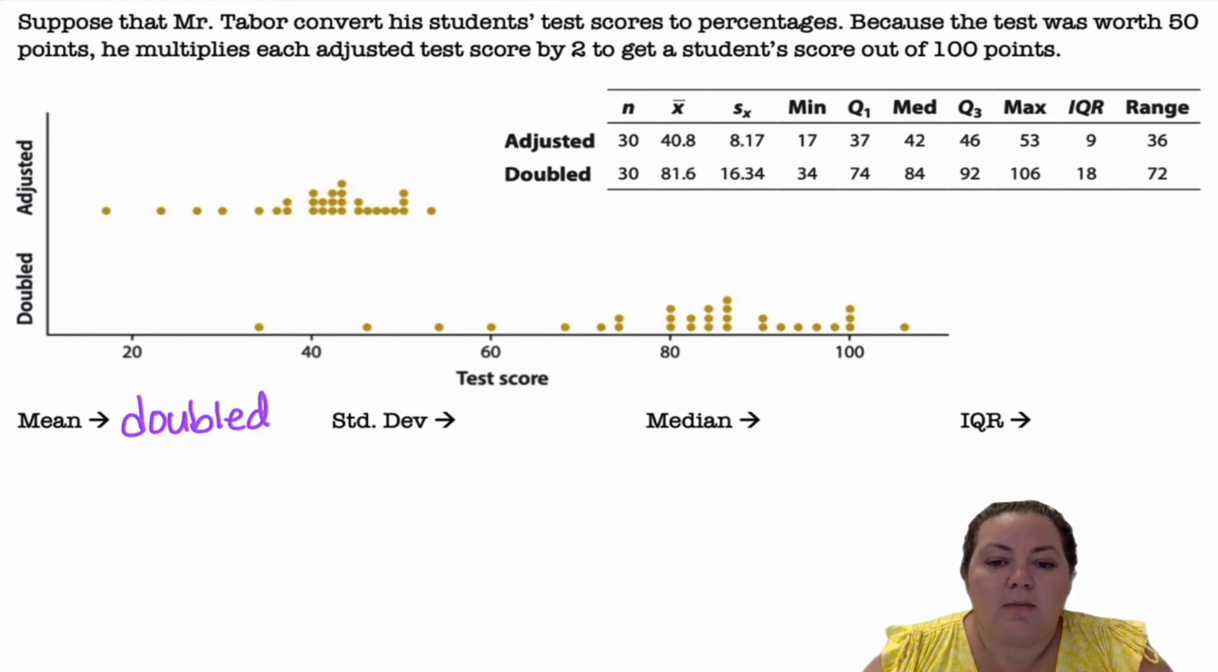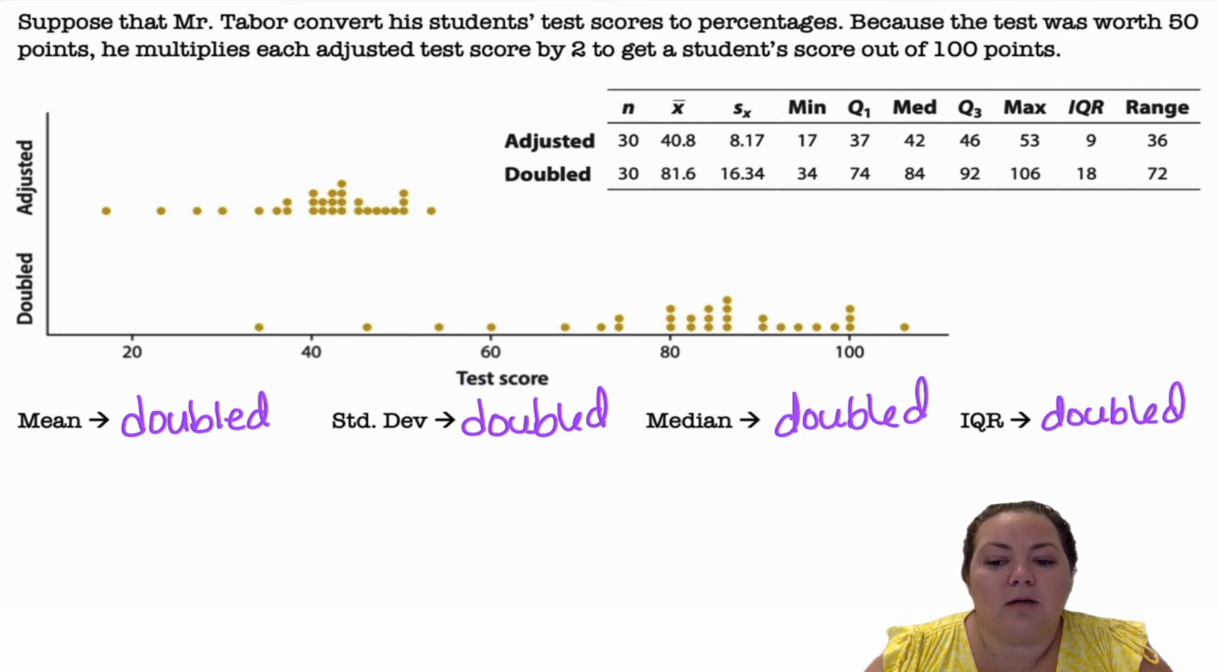Okay, so my mean doubled. It went from 40.8 to 81.6. My standard deviation also doubled. My median also doubled, and my interquartile range doubled. All right, so if I'm multiplying or dividing, it's going to impact measures of center and measures of spread.